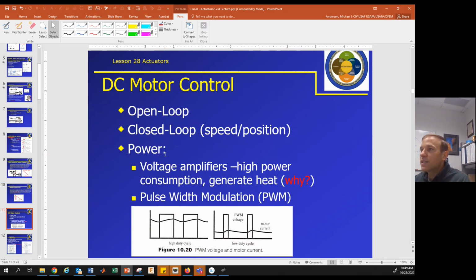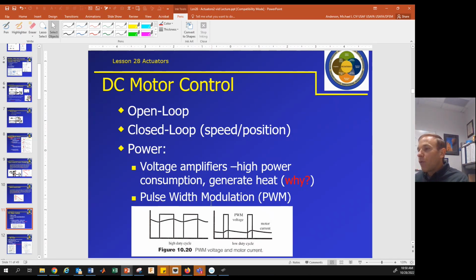Okay, so as far as DC motor control, we can run motors open loop, we can run them closed loop. Open loop means we're not getting feedback, we're not really controlling how fast it runs, other than we could have information about the motor that tells us, okay, if we run it at say 3 volts, it will go a certain speed. And then we're just hoping that it goes at the speed that we've designed it to. Closed loop, you're sensing the speed or the position and you're adjusting your input to get what you want.